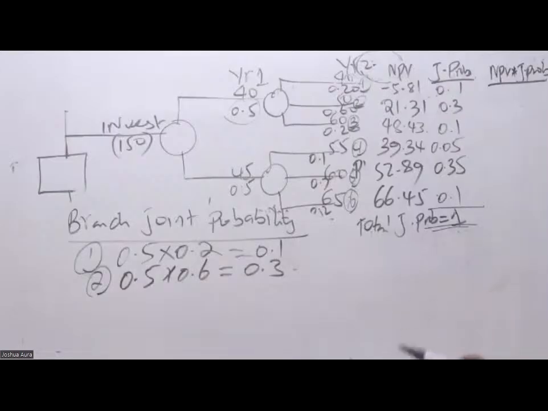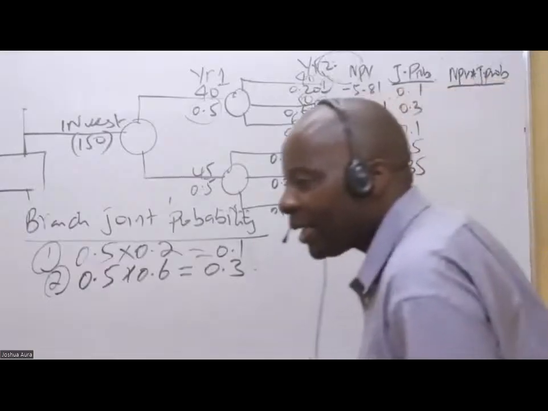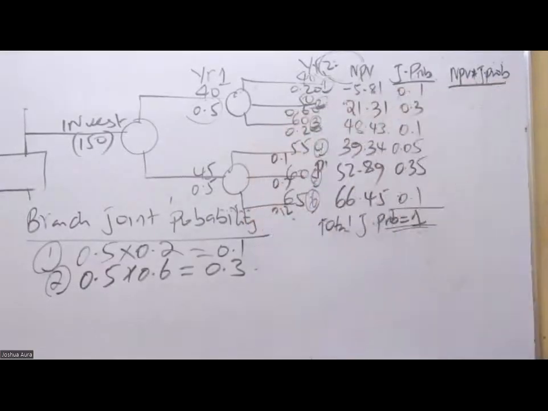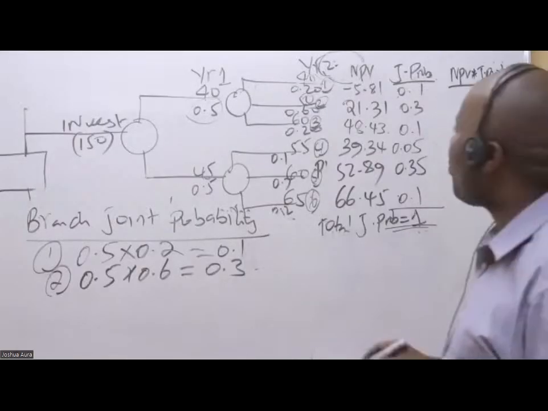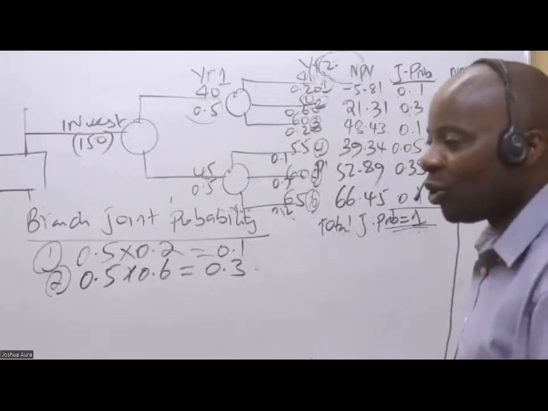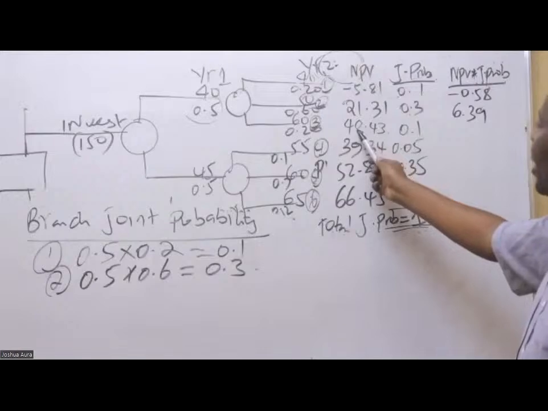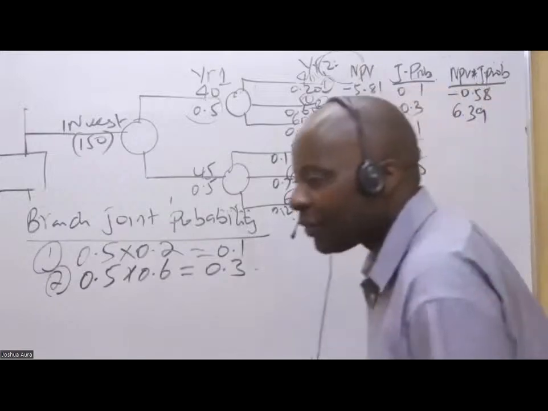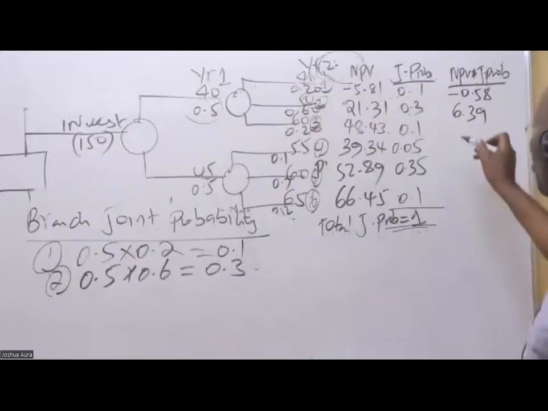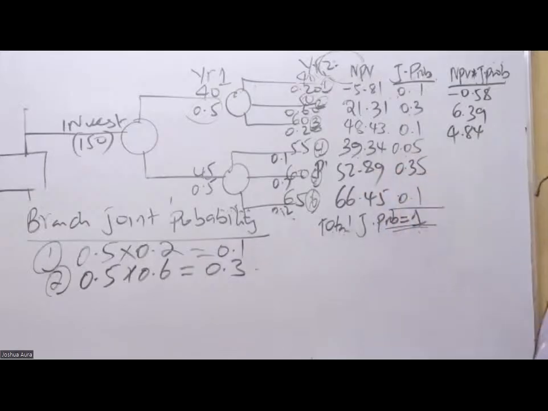We are multiplying now. Very fast, 2 decimal places. Paul Macau already has an answer. The first one, 2 decimal places: minus 0.58. The second one: 6.39. And then the third one, what are we getting here? 4.84. And then we have the last one.